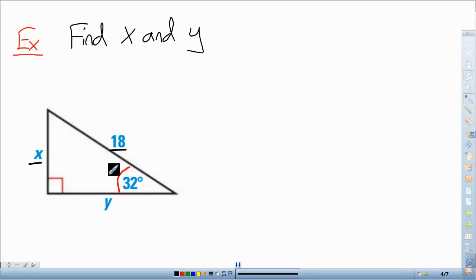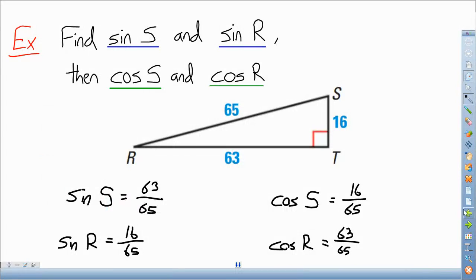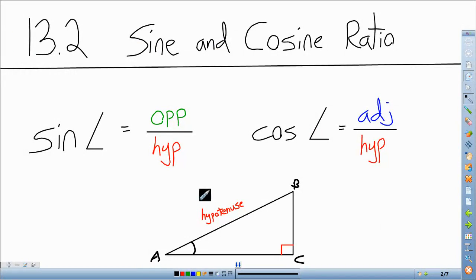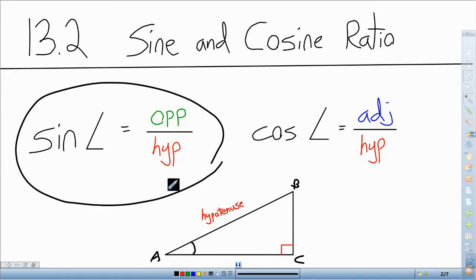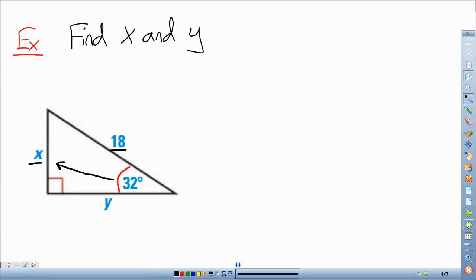Okay, so here's the question. Which side lengths are we dealing with in regards to this angle? Well, we have the side length opposite our angle, and 18 is the hypotenuse, right? So opposite and hypotenuse. Which one of our trig ratios uses opposite and hypotenuse? Well, it looks like sine does. So that's why we must use sine to find this missing side length. That is the first step, figuring out which trig ratio you're using. We figured out we're using sine of our angle, 32 degrees, equals opposite X over hypotenuse, 18.